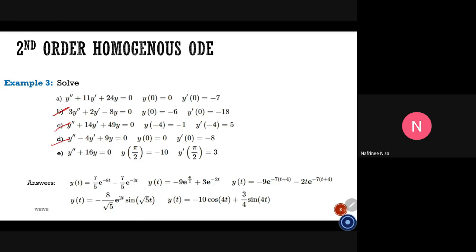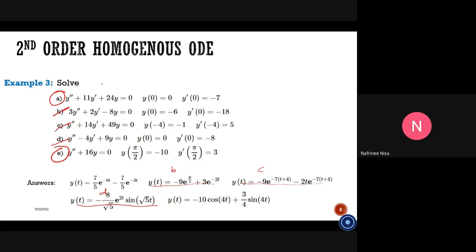Jawapan pun dah ada. Ni untuk jawapan B, yang ni untuk jawapan C, and ni adalah untuk jawapan D. You may try on your own and make sure you get the answer same as what the answer given here. Okay, untuk hari ni, for maybe about 20 minutes ni, kita akan discuss A dan E. Alright, now let's try 3A.